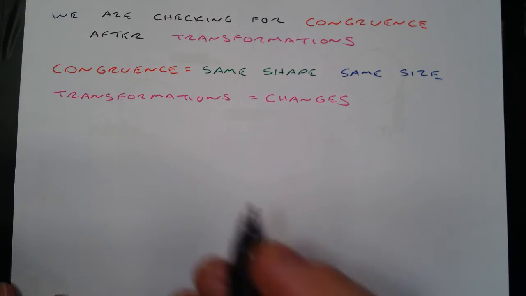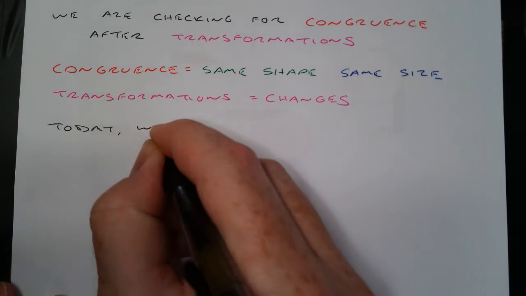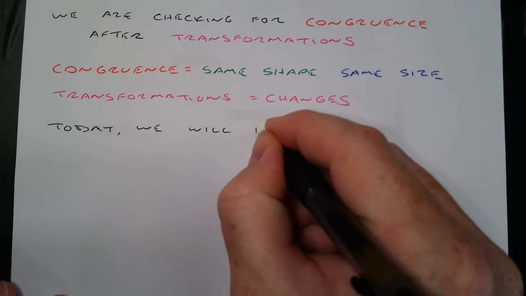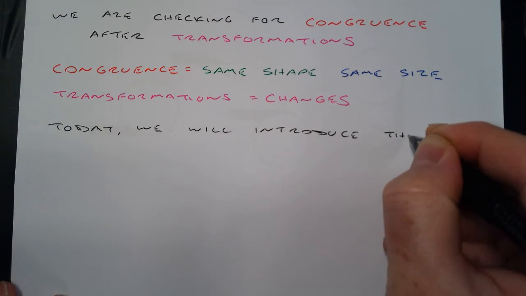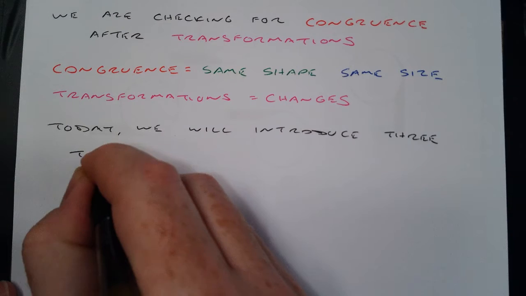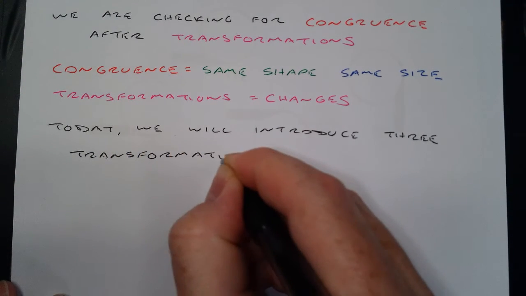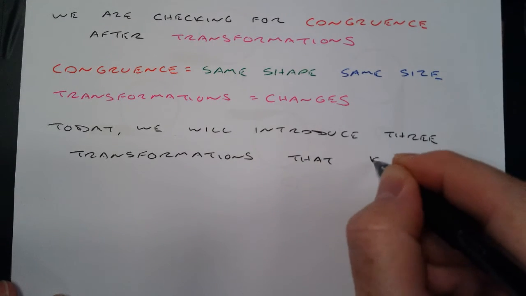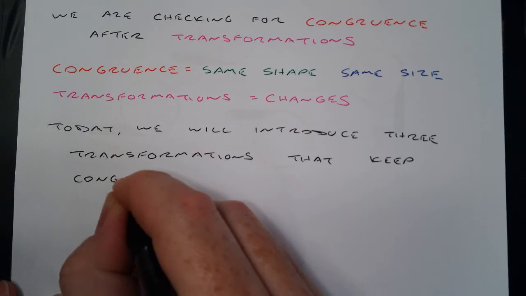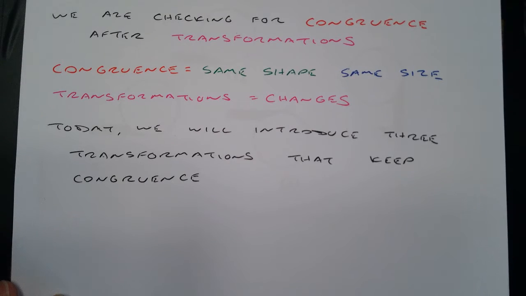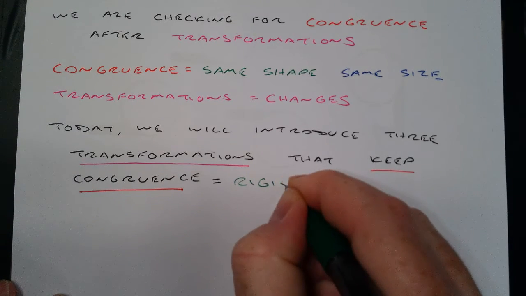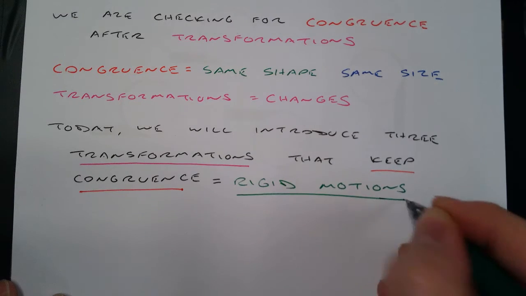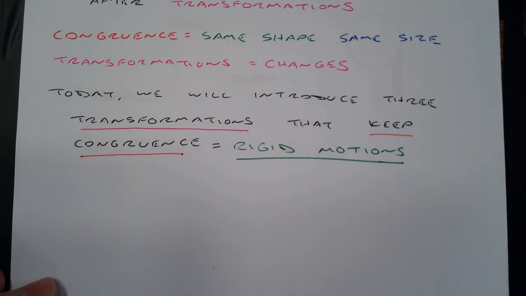And today, we're going to focus on three types of transformations. We will introduce three transformations that keep congruence. Three changes that keep the same size and shape, that do not change size and shape. These transformations that keep the same size and shape are called rigid motions. Rigid motions is a third vocabulary term for changes that keep the same size and the same shape.